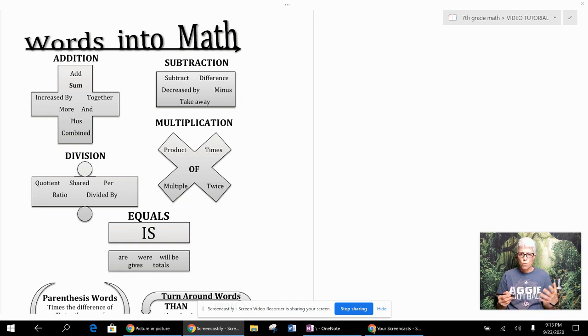So if you're reading a word problem and you see something like the sum of one and a number, it's asking you to add the two together. If you see the word add or plus or increased by, normally you know that means adding, but sum actually is defined as the answer to an addition problem.